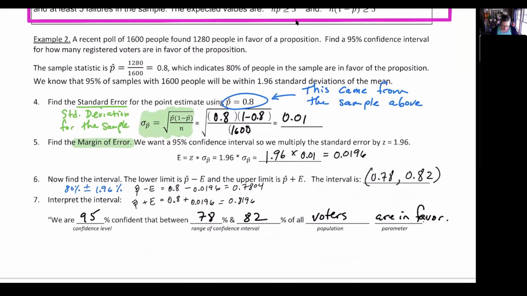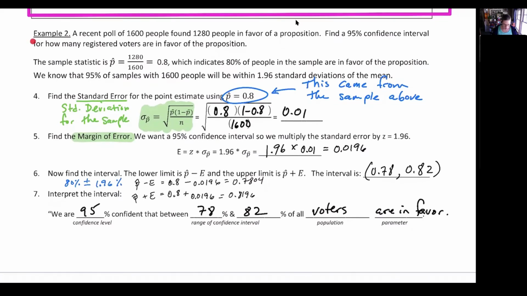Example 2 is doing all of these computations by hand, totally doable. You could do it. It's not hard. Okay, we're just not going to focus on that. I want to focus on us doing the calculations in our calculator. So you can do this on your own. It's important to understand where these values are coming from.